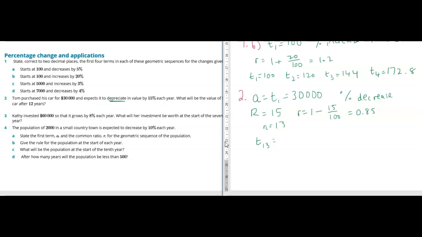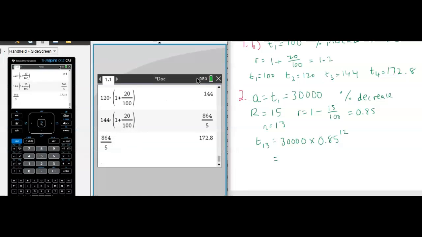Okay, so T13 is equal to A, our starting value, so 30,000, times r, 0.85, to the power of n minus 1. So 13 minus 1 is 12. And then you can just put that into your calculator. So 30,000 times, oh, very windy, 0.85 to the power of 12.